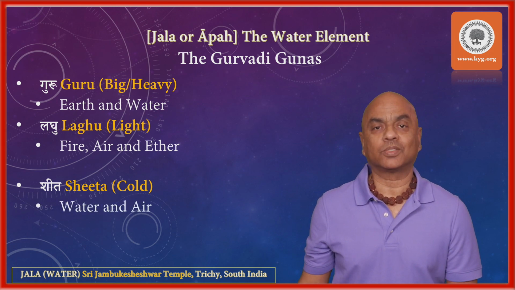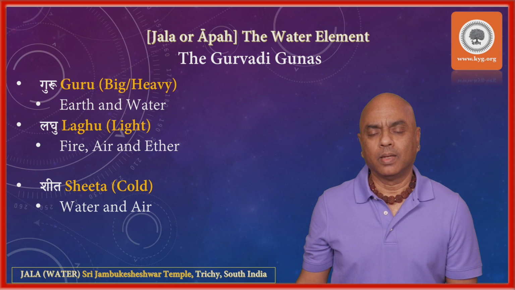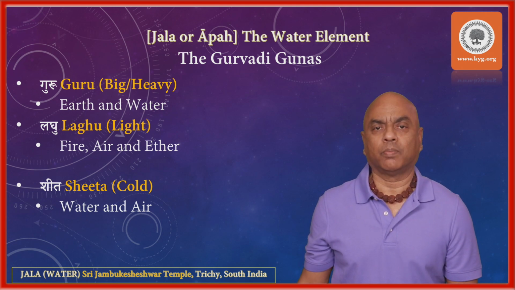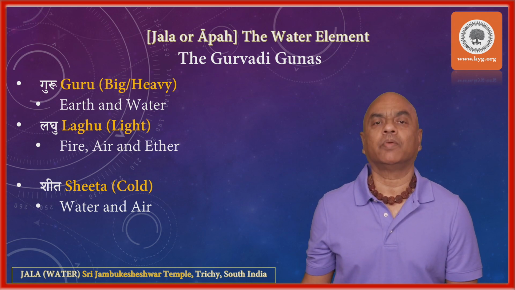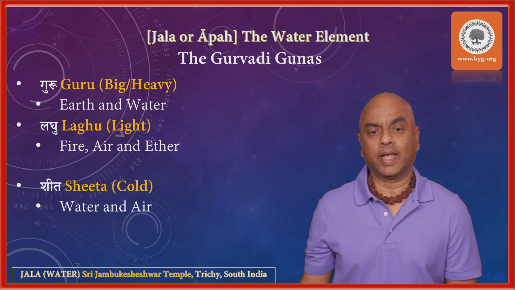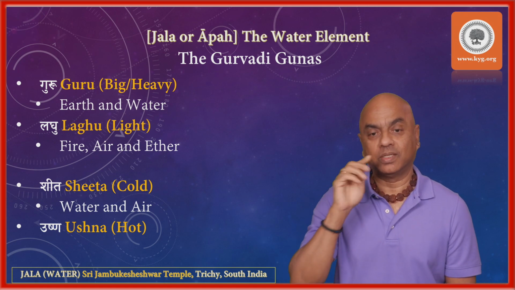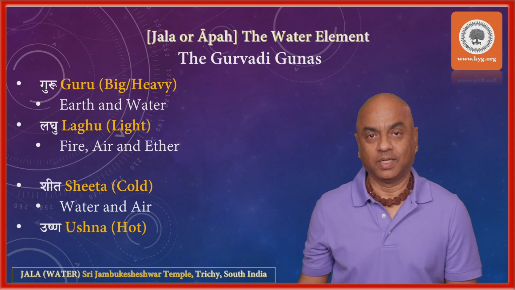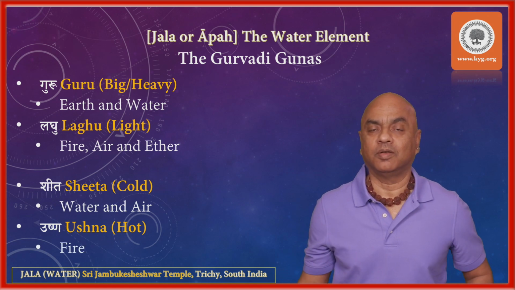Water is cold, air is cold. Fire can't be cold. Space has really no qualities. It's clear and fine. Earth could be considered cold, but what brings coolness to the earth is water only. So water is basically cold. That's why we had to boil water, right? By nature, water is not hot. Water and air, cold. What is the opposite? Ushna. Ushna is hot. Shita is cold. Ushna is hot. What is hot? Fire.